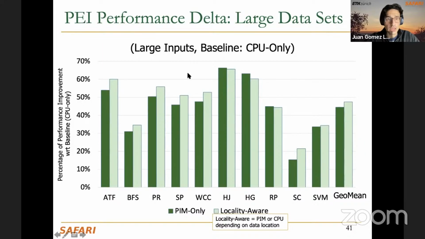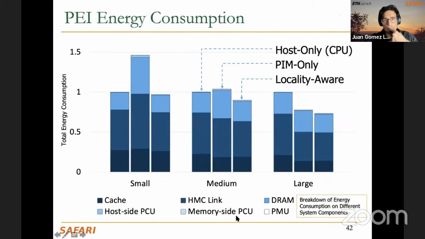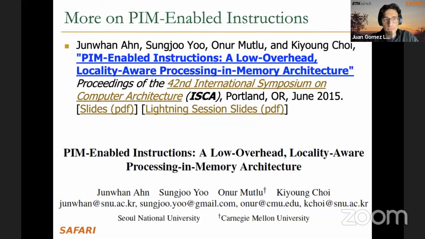And by using this intelligent scheduling, it's possible to increase the performance improvements and the energy savings from this system. And that's actually something that you can see here in this slide. This is for performance, and this is also for the energy consumption. Notice how the locality-aware execution even outperforms the PIM-only approach, even with the largest data sets that don't fit in the cache hierarchy of the CPU. And if you want to review the paper, remember that here you have links to the paper, slides and so on.